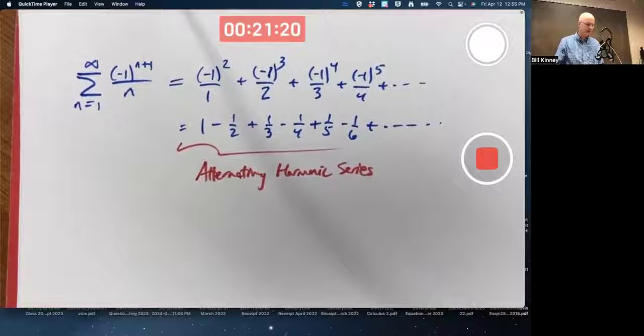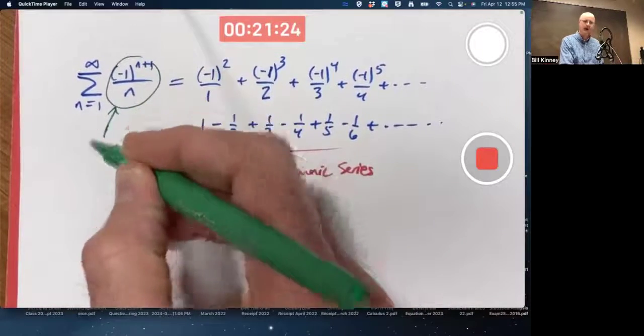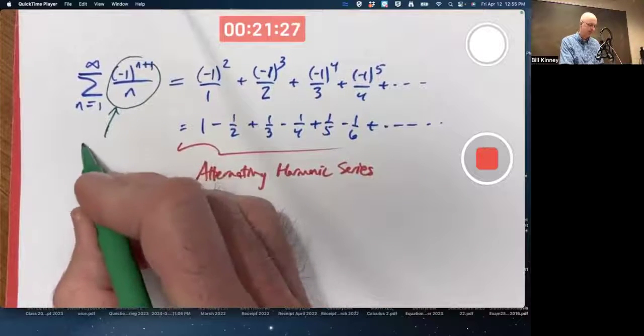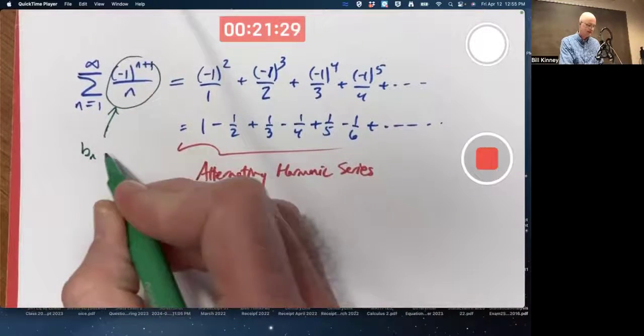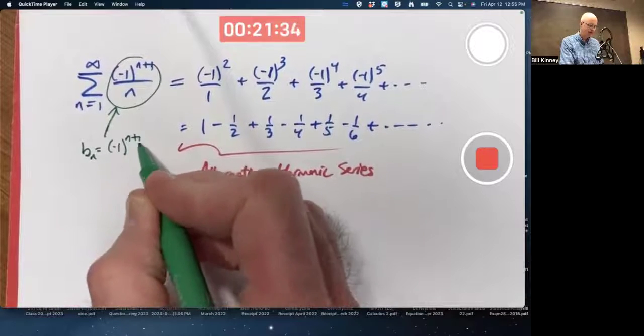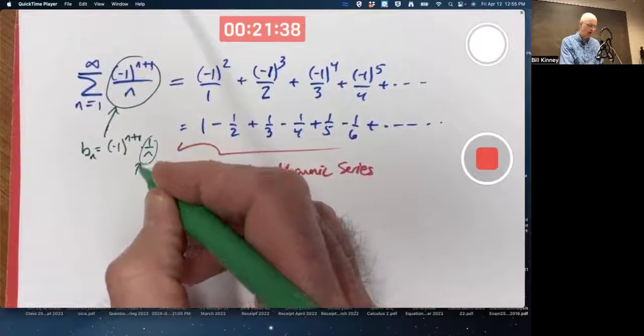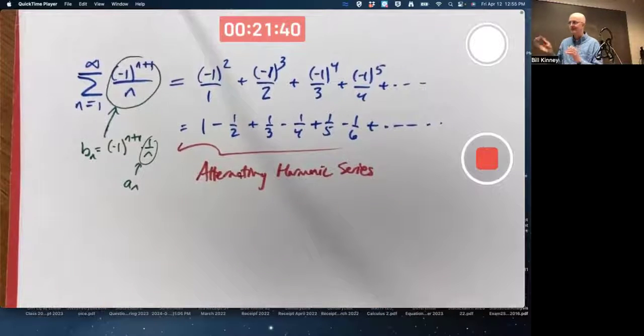To be consistent with the book's notation in this context, I'm actually not going to call that a_n. I'm going to call it b_n. I am going to think of it as -1 to the n plus 1 times 1 over n, and call 1 over n a_n. So this is a different use of the notation a_n, to be consistent with the book's form of what's called the alternating series test.